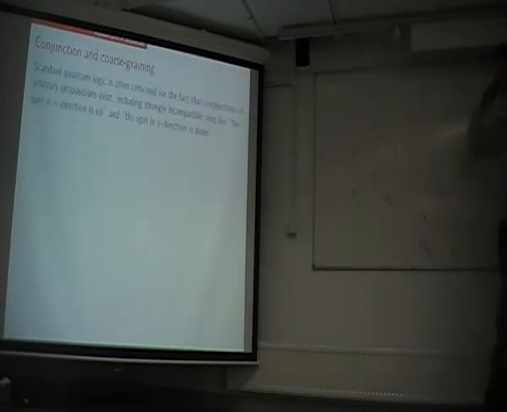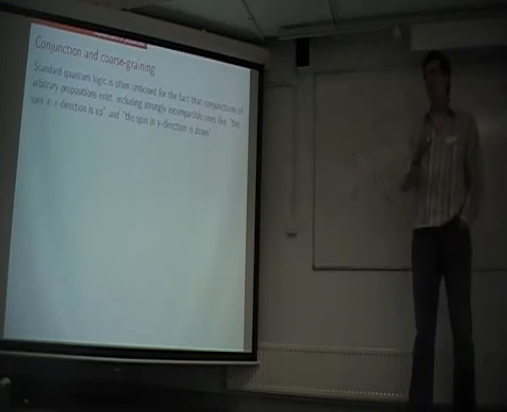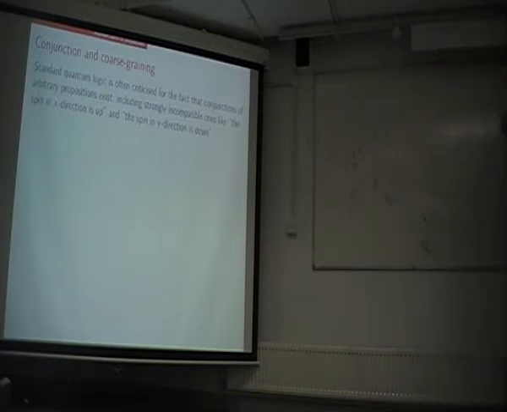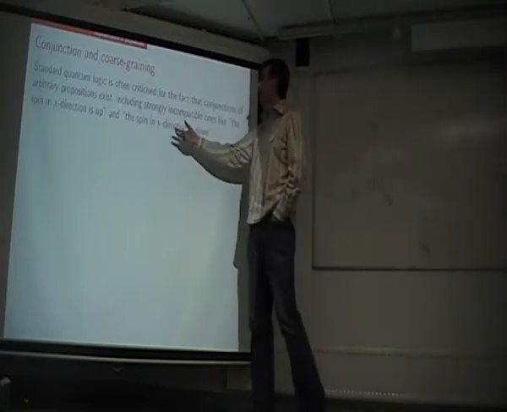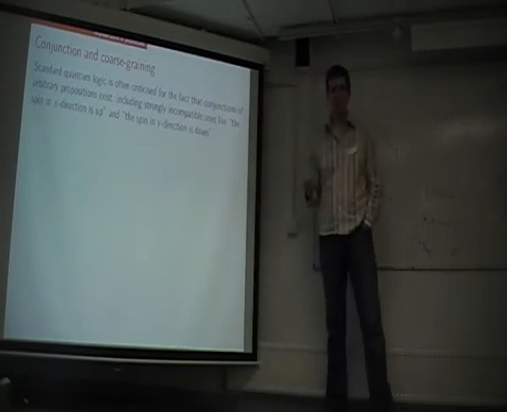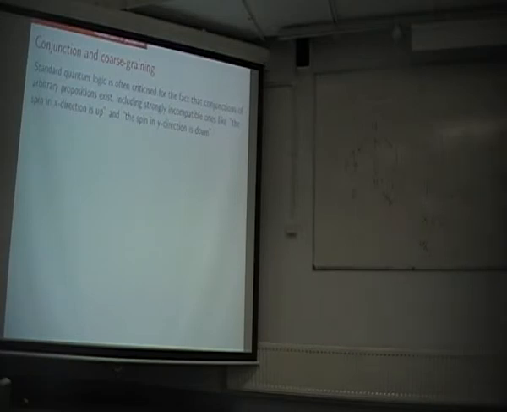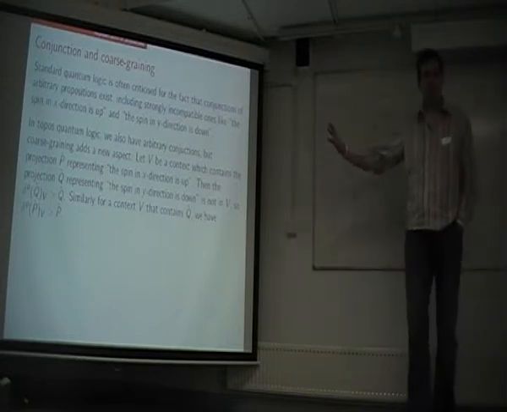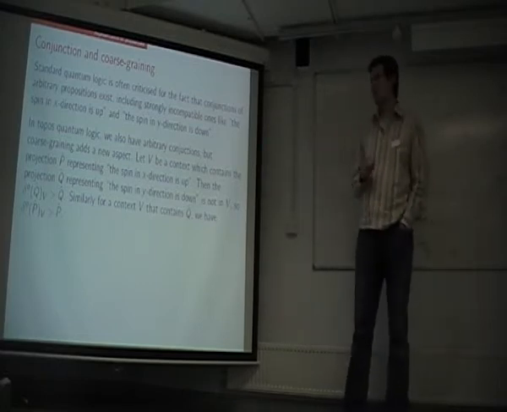What about conjunction? Well, standard quantum logic is often criticized for the fact that you have conjunctions of arbitrary propositions, including those which are called strongly incompatible, like the spin in x direction is up, and the second proposition is spin in y direction is down. Many people say from physical intuition, the 'and' of these two propositions shouldn't be defined at all, because semantically it doesn't make sense. Well, we do have arbitrary conjunctions in the topos quantum logic also, but there's a new aspect to it due to coarse graining.